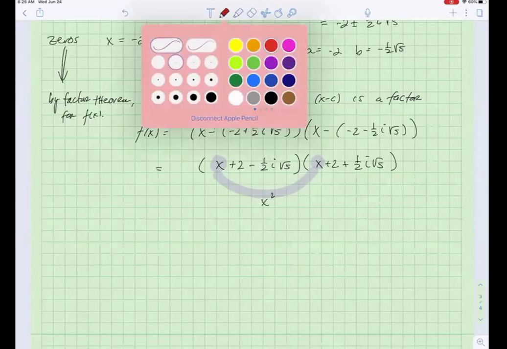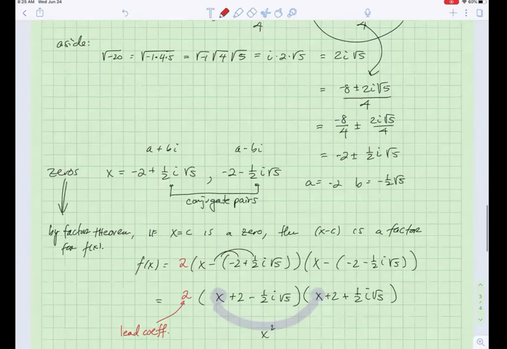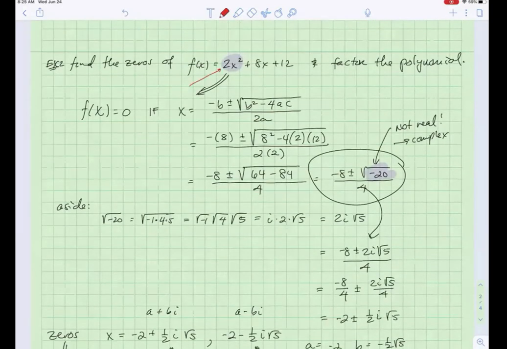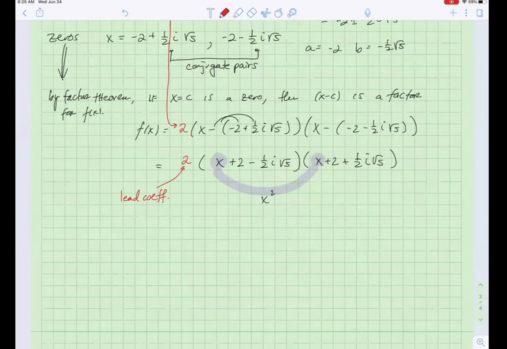We're also off by a factor of 2. This is the lead coefficient. So watch out for that. That's a common mistake. We still needed to have a leading 2 when we're done multiplying it out. So this is actually how it factors.